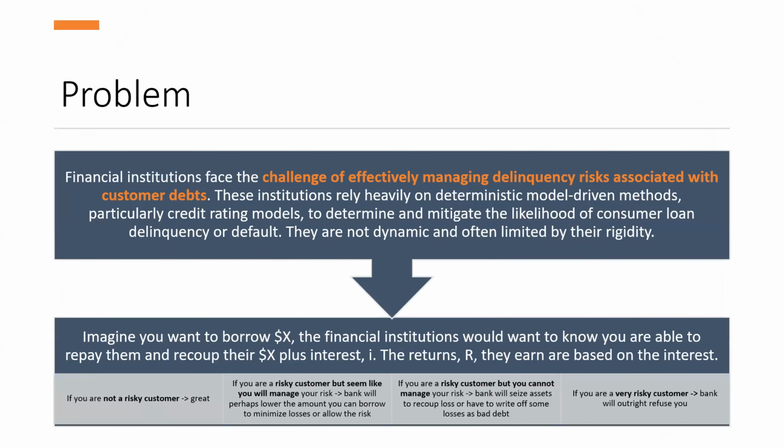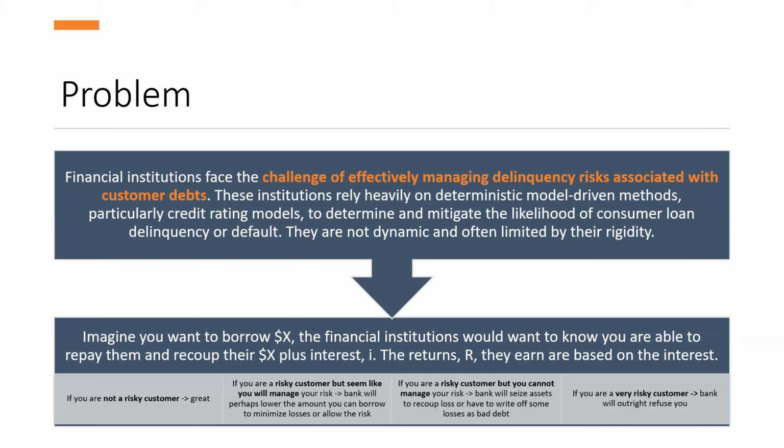So the problem that we constructed at the onset of this was a very practical one, where financial institutions face the challenge of effectively managing delinquency risks associated with customer debts. These institutions rely heavily on deterministic models, particularly credit rating models and so on, to determine and mitigate the likelihood of consumer loan delinquency. The issue is that these are often not dynamic and are often limited by their rigidity.